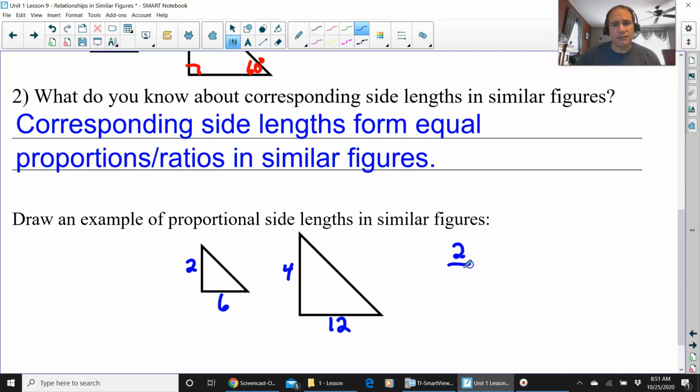So it would be 2 over 6 equals 4 over 12. Times 2, times 2. If you cross multiply, you get 24 equals 24, and that's how you know the cross products are equal. That's how you know that they are proportional. All right, and that is it.